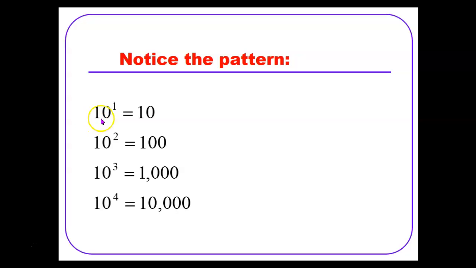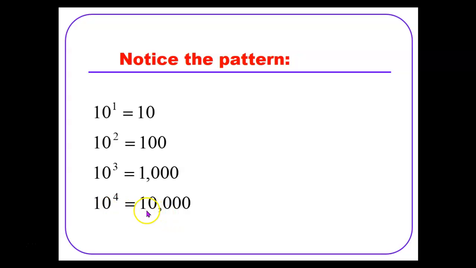Now notice the pattern here. 10 to the 1st power would be 10. 10 to the 2nd power would be 10 times 10, which is 100. 10 to the 3rd power would be 10 times 10 times 10, which is 1,000. 10 to the 4th power would be 10 times 10 times 10 times 10, which is 10,000. So every time the power goes up by 1, we multiply by another factor of 10. Or if we went the other direction, every time the power goes down by 1, we divide by another factor of 10.